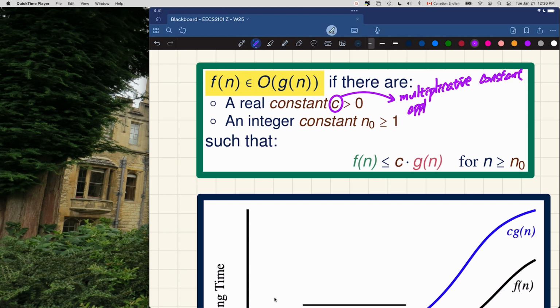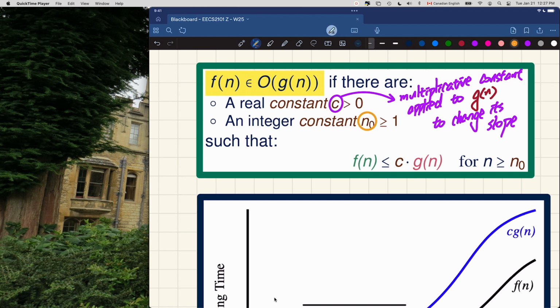Apply to g of n to change its slope. All right, that's a C. And then what about n0? Another thing you also have to choose is this one here, n0.